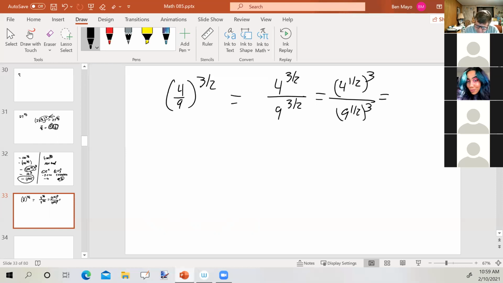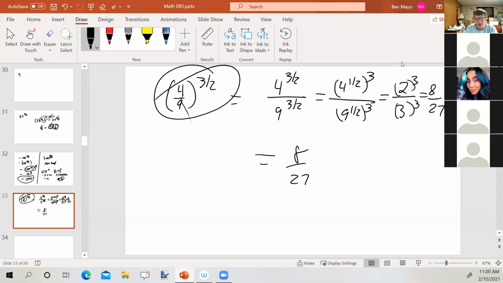Okay, so what's 4 to the 1/2 power, or what's the square root of 4? 2. So then I've got 2 cubed, which is 8. In the denominator, what's the square root of 9? 3. And then I've got 3 cubed, which is 27. So final answer, 8/27. Now, you could punch all that into your calculator, but then you'd get some awful looking decimal answer, which you'd probably round off and then it would be wrong. So you want to get it exact.